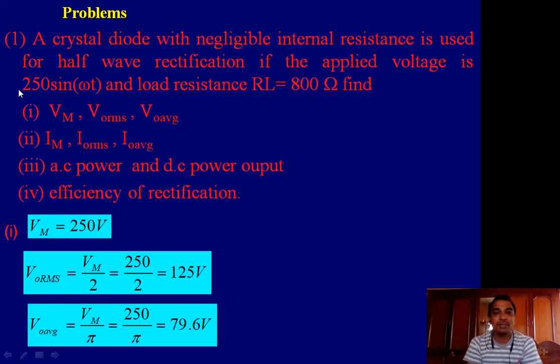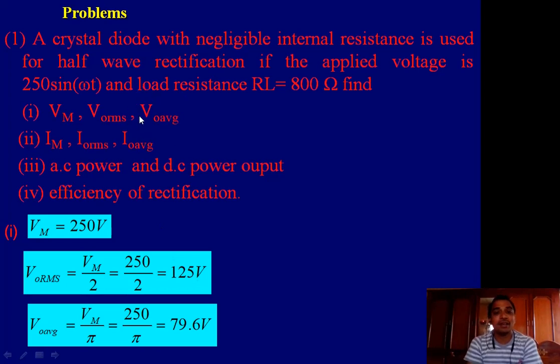This is the voltage applied to the rectifier. Half wave rectifier means a single diode, and the load resistance of 800 ohms is given. So the V maximum from this equation is 250 volts. The second, V naught RMS: for half wave rectifier, V naught RMS is V maximum by 2. Please go through that derivation. So 250 by 2, 125 volts.